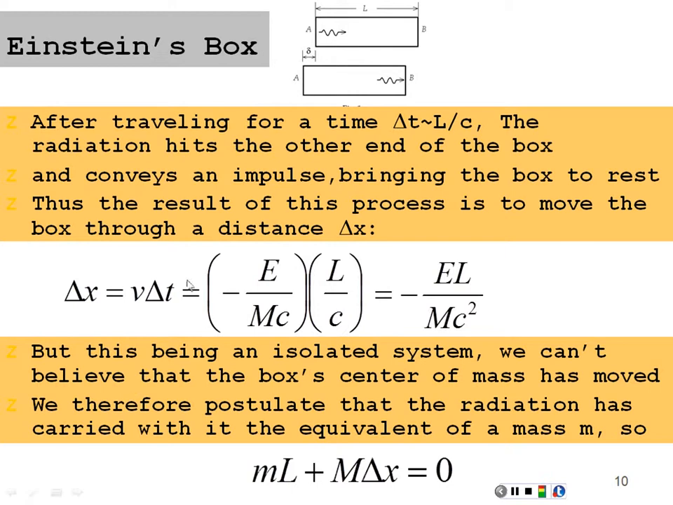So we're going to say that some equivalent mass for this photon burst times the distance it traveled, which is L, should equal the mass of the box plus the distance it's traveled, delta x. One of these will be positive, one will be negative. So when we add them together, we'll still maintain a center of mass at position 0.